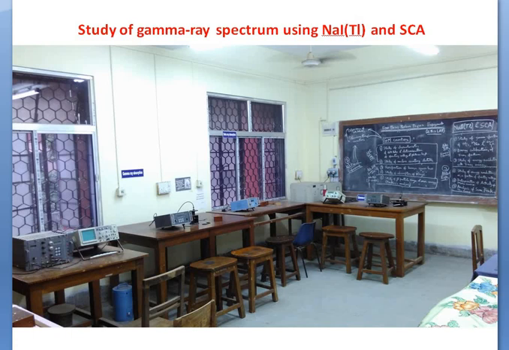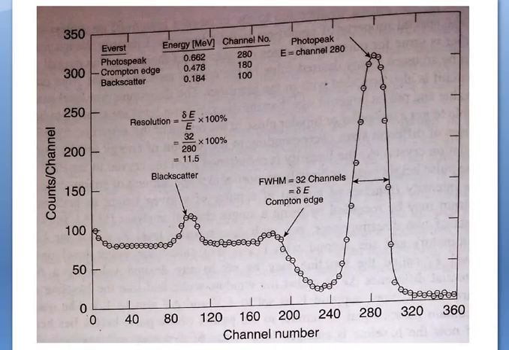What I was saying is that in the case of a spectrometer, we will be able to say more about the specifics of the gamma ray present. Now, this practical that we will be having in the lab is basically a gamma spectrometer experiment.